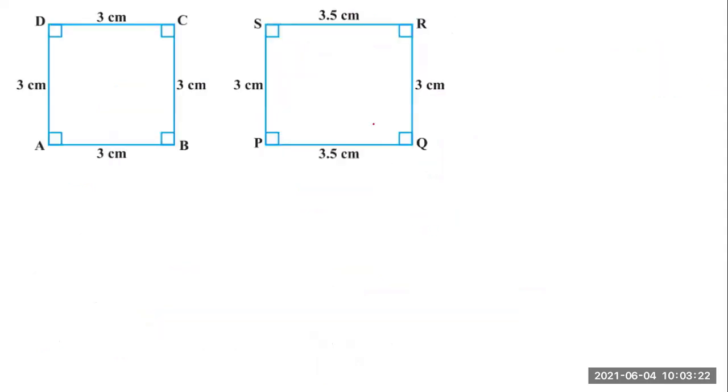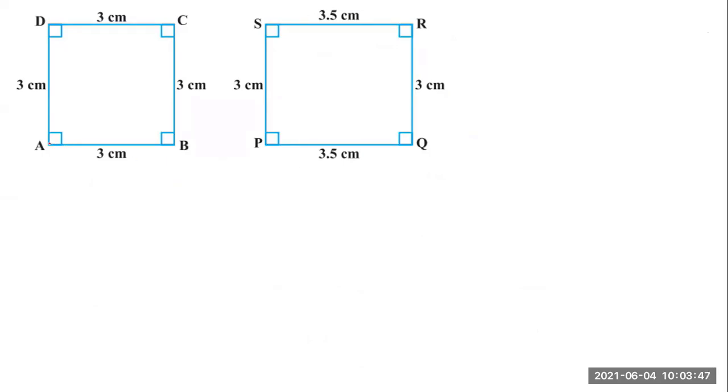Check now whether they are similar or what. They are not similar, sir. Okay.